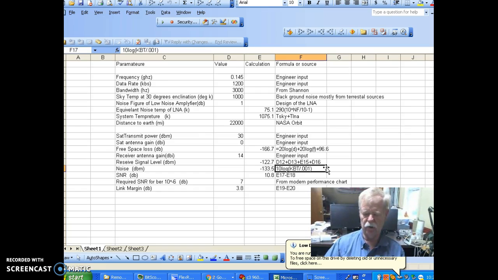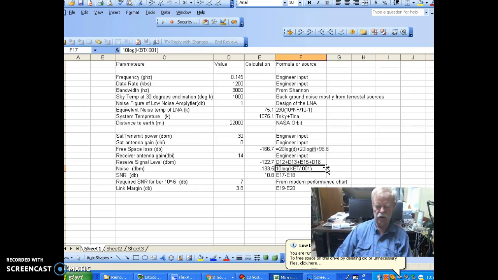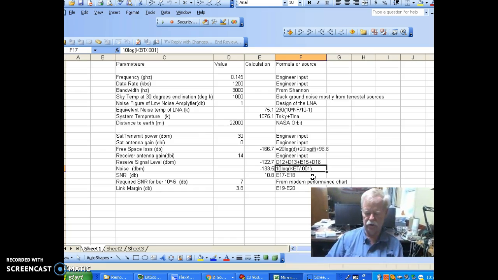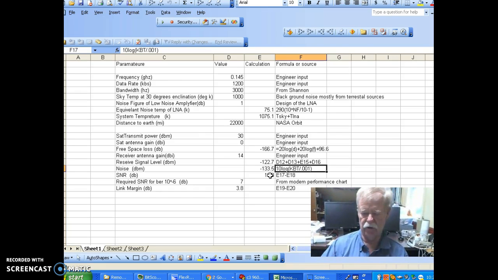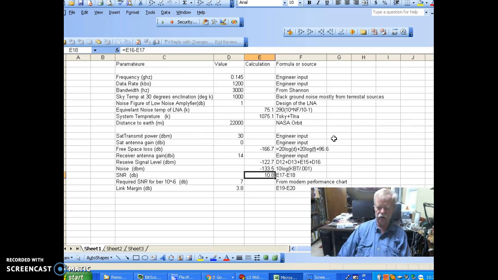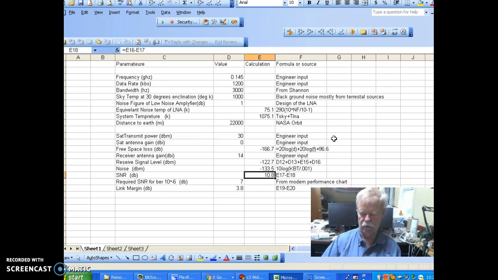So now if we know the signal and we know the noise, we can know the signal to noise ratio. In log form, that is simply the algebraic sum of the signal minus the noise. If you do this calculation, as in this spreadsheet, it turns out to be 10.8 dB. So we now know that the signal to noise ratio on our link is 10 dB.